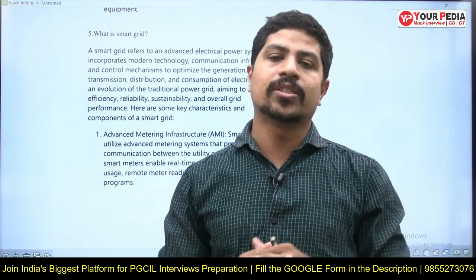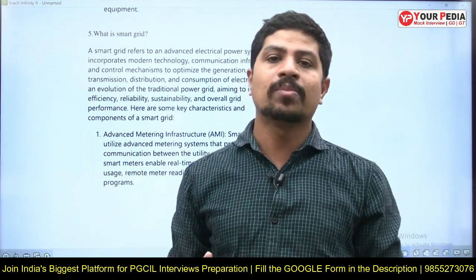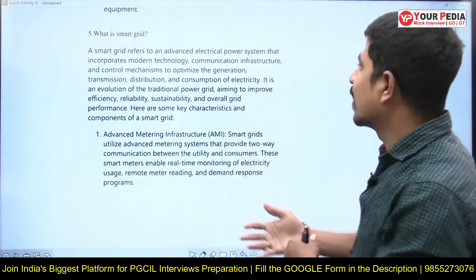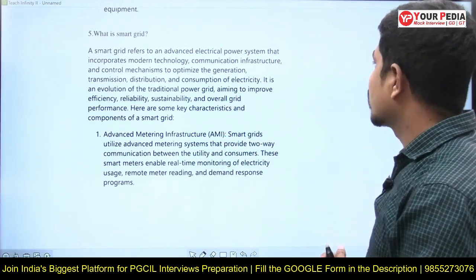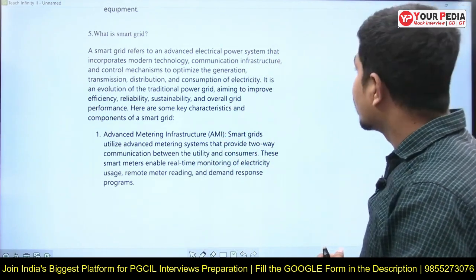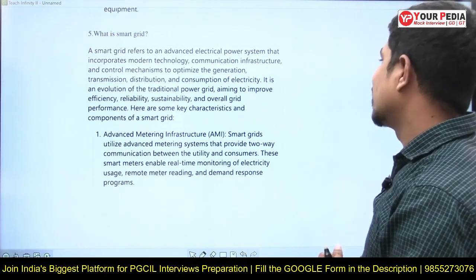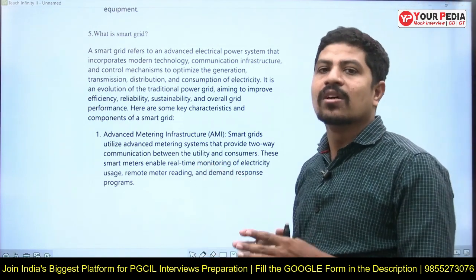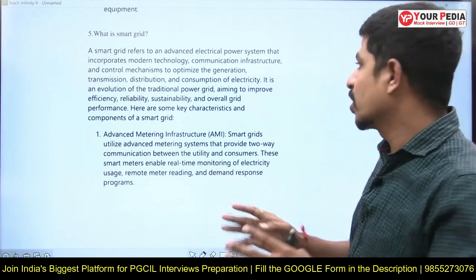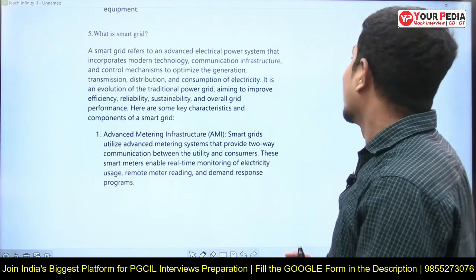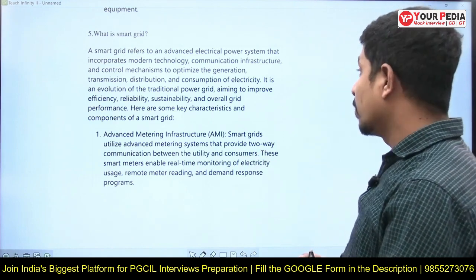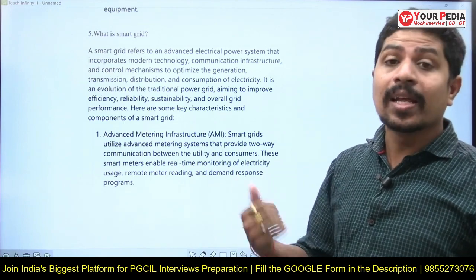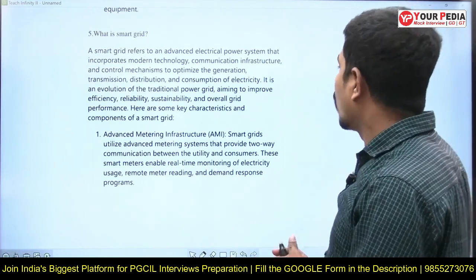Smart grid uses technology. It uses software programs for handling our power distribution and all. Let's go through it very clearly. A smart grid refers to an advanced electrical power system that incorporates modern technology, communication infrastructure, and control mechanisms to optimize the generation, transmission, distribution, and consumption of electricity. It is an evolution of the traditional power grid, aiming to improve efficiency, reliability, and sustainability, and overall grid performance.